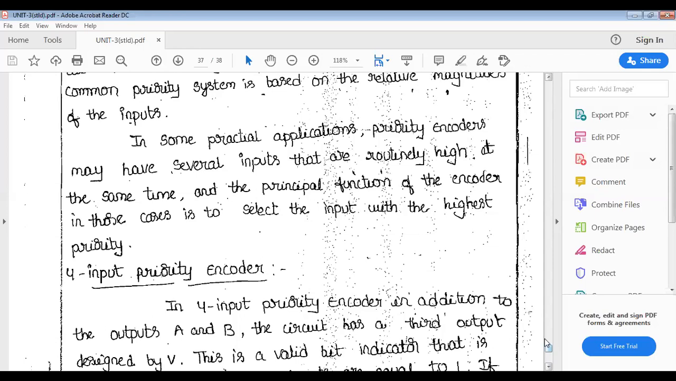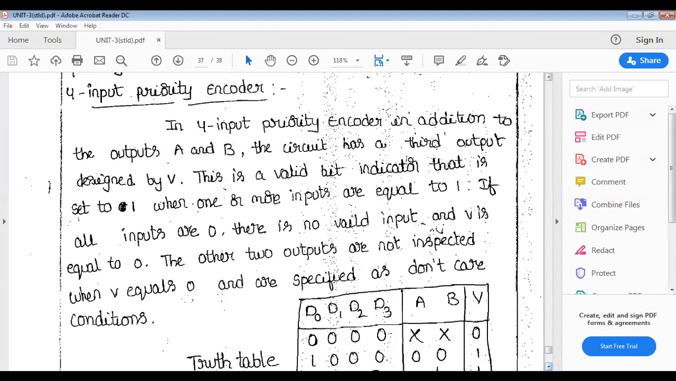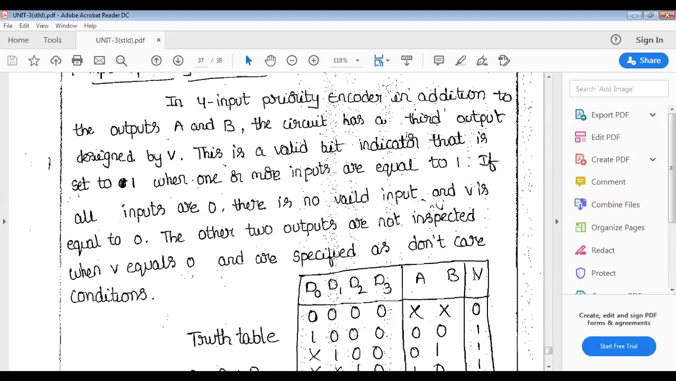We can take the 4-bit priority encoder. In addition to the outputs A and B, the circuit has a third output also. Encoder is nothing but 2 power n number of inputs and n number of outputs. What is the 2 power n here? D0 to D3, 4 inputs, and 2 outputs. So encoder means priority encoder. For this priority encoder, I am additionally taking another output, that is V.